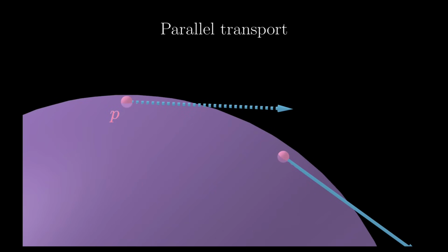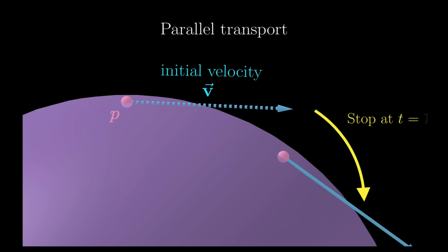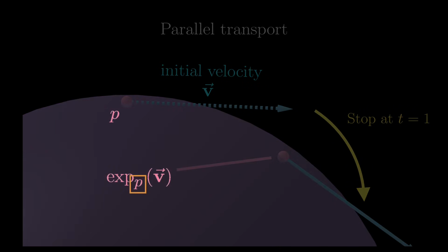But for the sake of exponentiation, when should we stop this parallel transport process? Recall that we are trying to exponentiate this vector v, which has been described as the initial velocity. We let this go on for exactly 1 unit of time. Wherever we end up would be defined as the exponential of v. The notation here has a subscript p under exponentiation to indicate that the whole process starts at the point p.